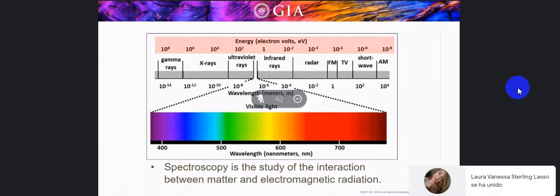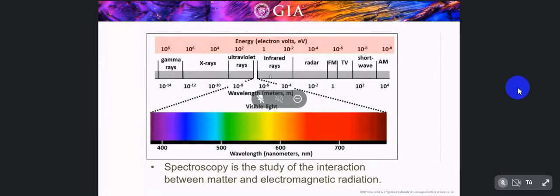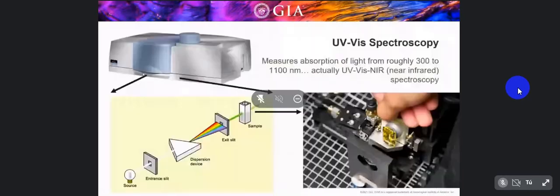As gemologists, the region we're more familiar with is especially this visible region, but also extending a little bit into the ultraviolet region and into the infrared region. And I'll get to a little bit of how we use this later on. This is the device we would use to get a UV-Vis spectrum. And actually, we call it UV-Vis spectrum, but it's really UV-Vis-near infrared spectroscopy. So when we're doing this, we're measuring mostly from about 200 to 300 nanometers, all the way up to about 1100 nanometers.